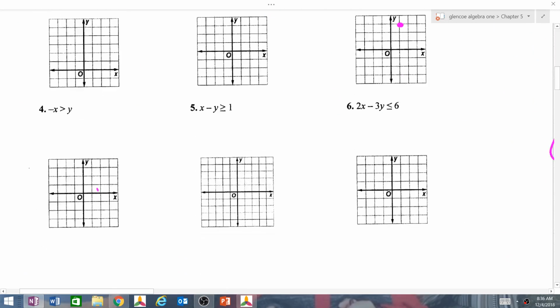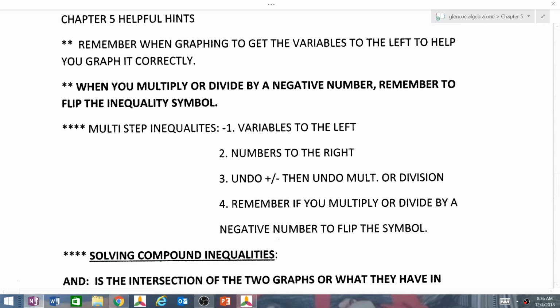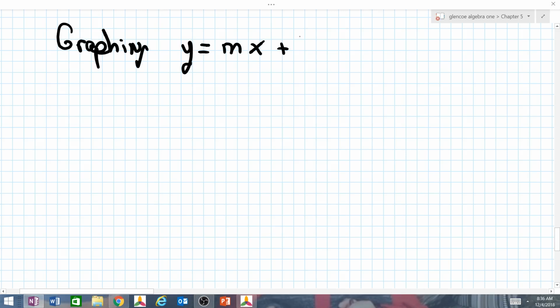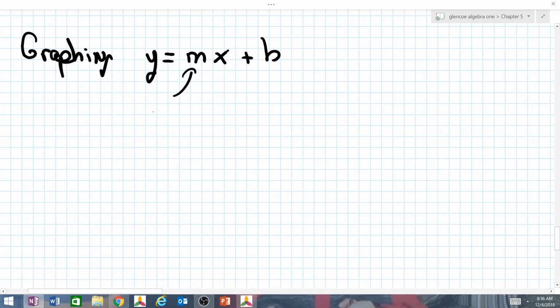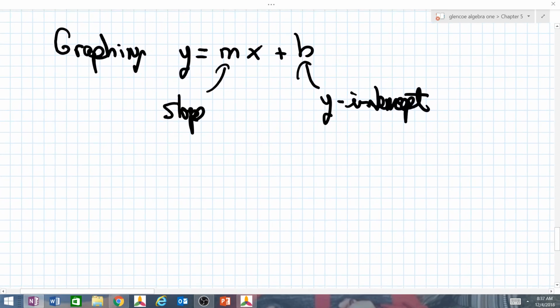Well, the first thing, before I even start this, I just want to take a minute or two and remind you of how we graph an equation in y equals mx plus b form. I've given you a packet. The packet is probably more extensive than it needs to be, but I'm going to give you a few things here to help you remember. When an equation is in the form of y equals mx plus b, m is the slope, which measures the slant or the steepness of a line, and b is the y-intercept. That is where the graph crosses or touches the y-axis.